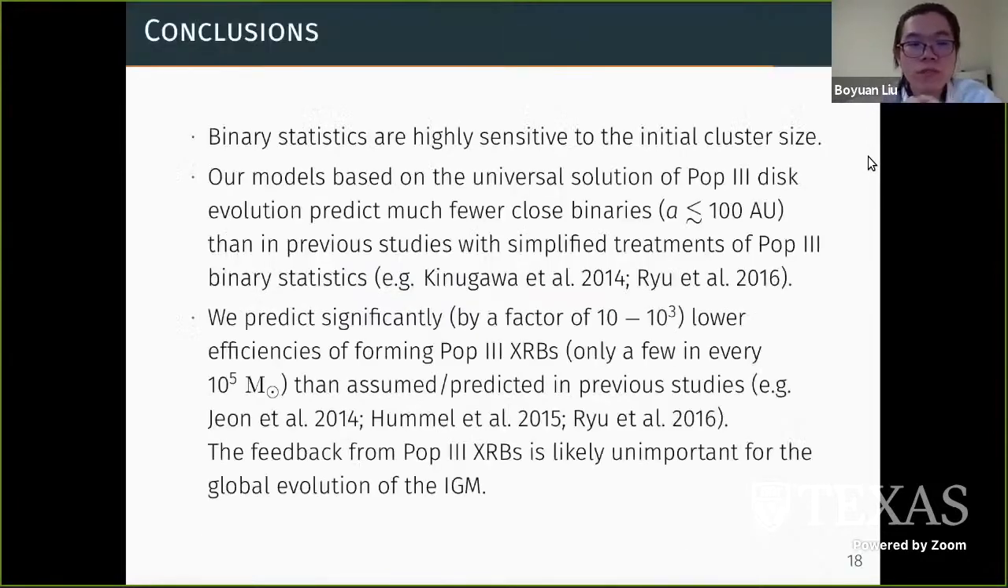In summary, we found that binary statistics are highly sensitive to the initial cluster size. If we set the cluster size to what is expected from the universal solution, our models predict that the fractions of stars in closed binaries are actually much fewer than assumed in previous studies. As a result, we also have very low efficiency of forming X-ray binaries. Therefore, we conclude that the feedback from POP3 X-ray binaries is likely unimportant for the global evolution of the AGM, although they could be important locally if they are formed.